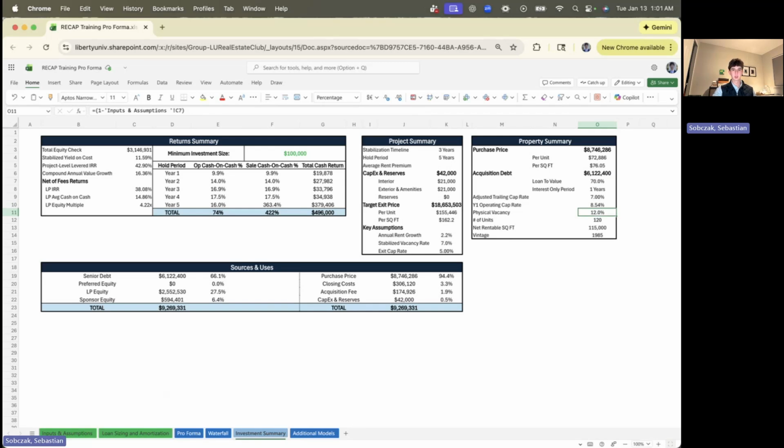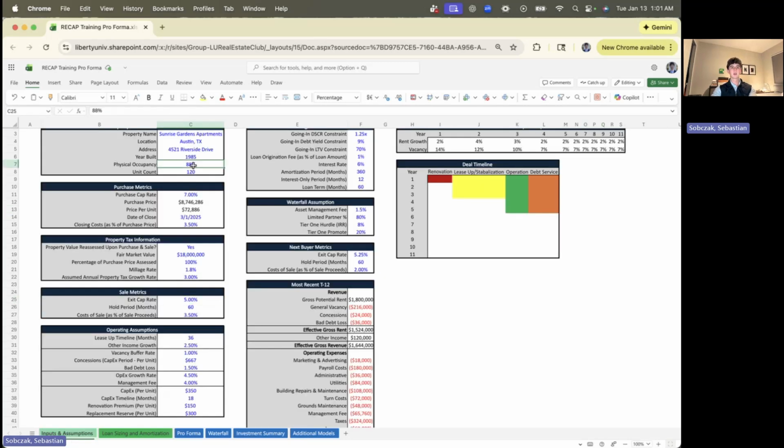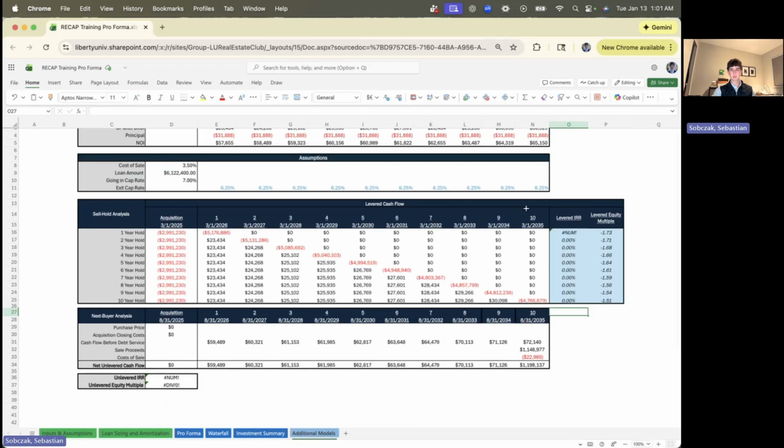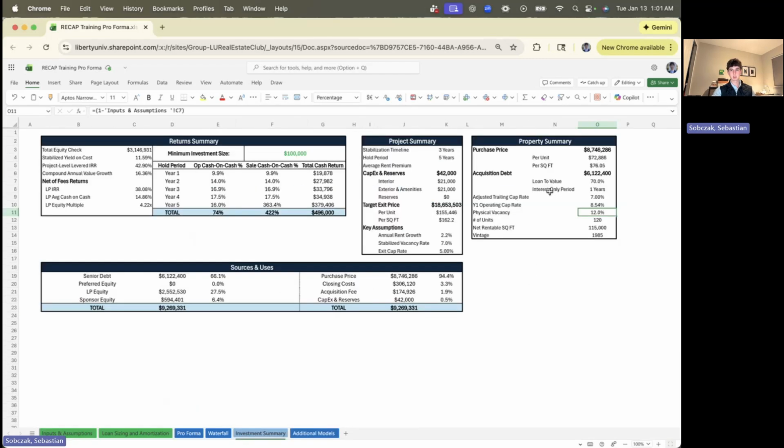And then our physical vacancy is 1 minus our physical occupancy. So it's C7 in our inputs and assumptions. So physical occupancy, 88%, and you take 1 minus that and you get 12%. Obviously, number of units, net rentable square footage, and then the vintage. It was constructed in 1985.